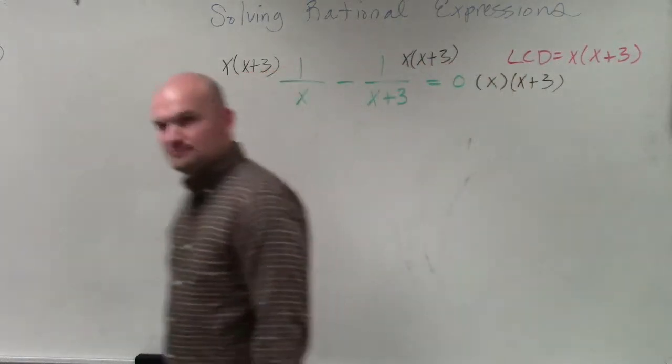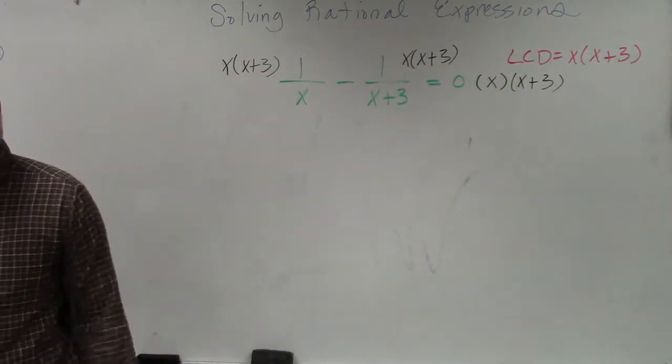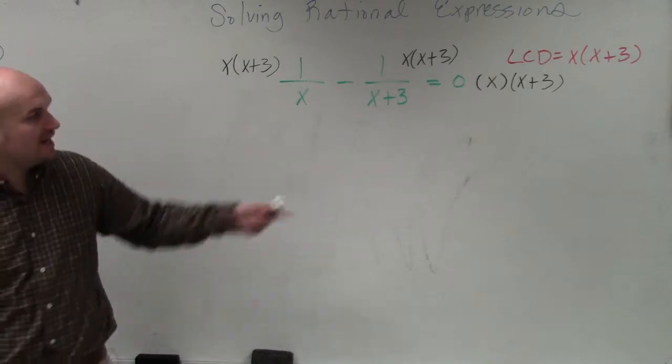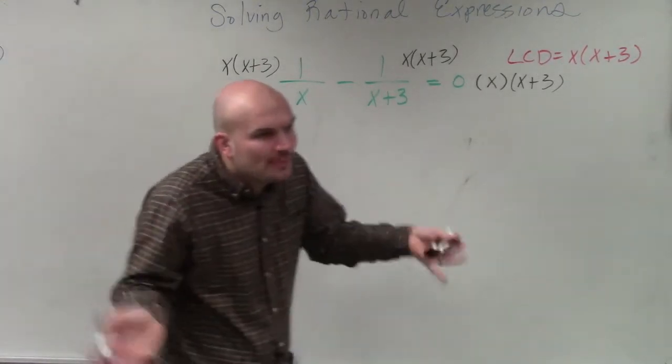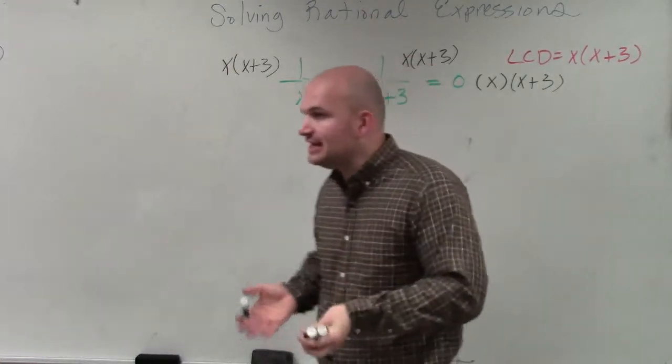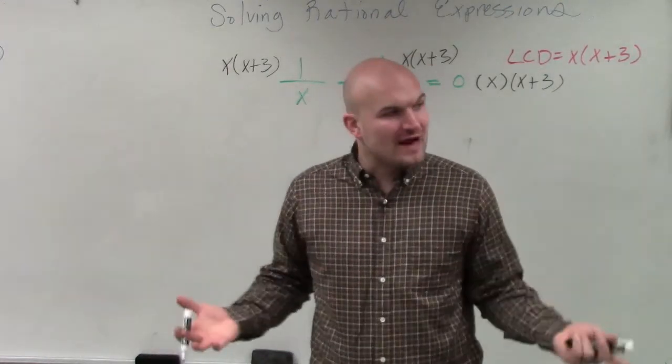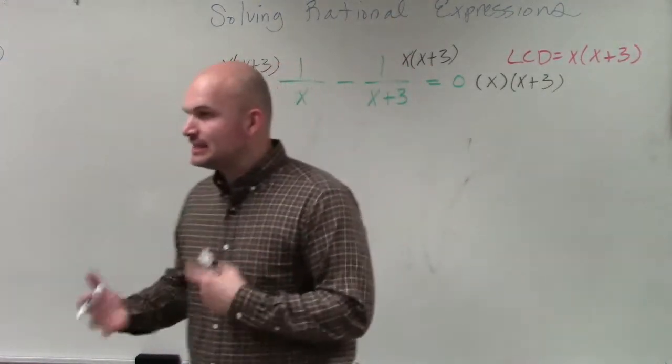Does everybody see what I did? Every single expression that is separated by addition or subtraction, and on both sides of the equal sign, you separate. Now, again, the whole purpose of multiplying everything by the LCD is to eliminate your fractions. How do my fractions get eliminated?